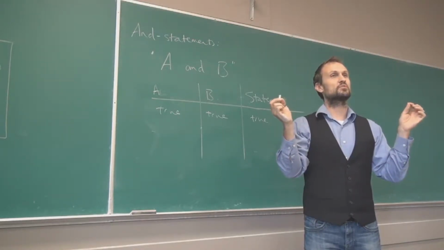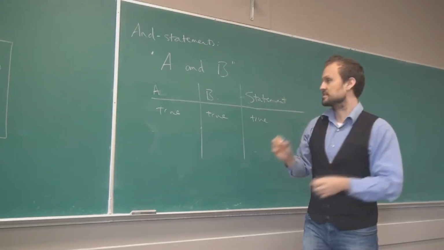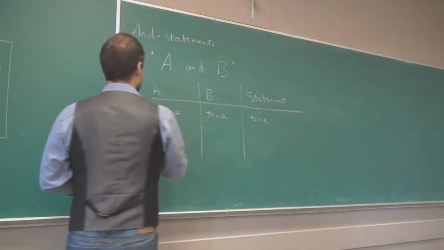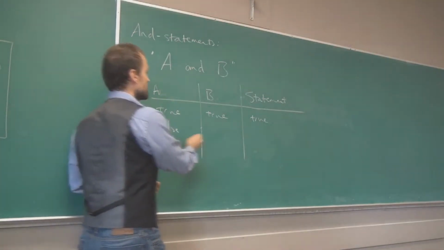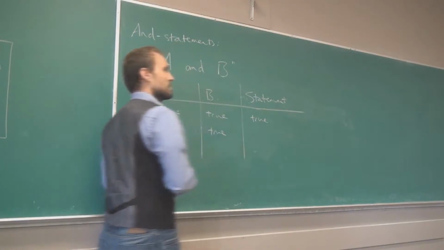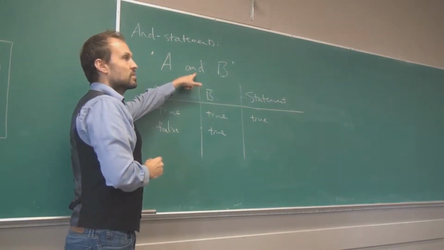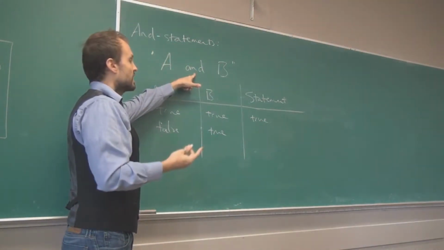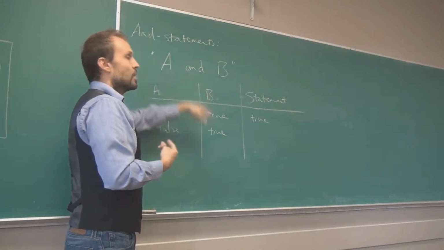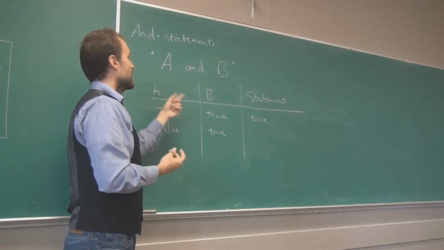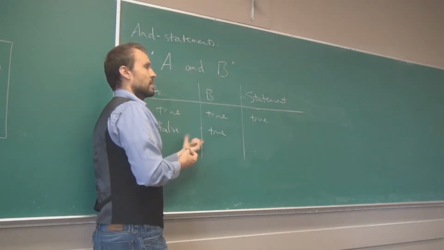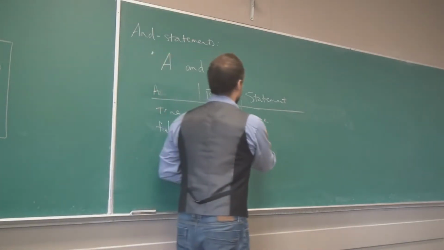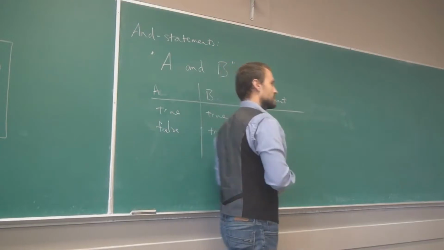Is the whole statement true or false? False. So I was lying on the first one. I did not have a remote in my hand. I did have a piece of chalk in my hand. But the "and" word really requires both. I claimed that I had a piece of chalk in my hand and a remote, but one of them wasn't true, and then the whole thing isn't true.